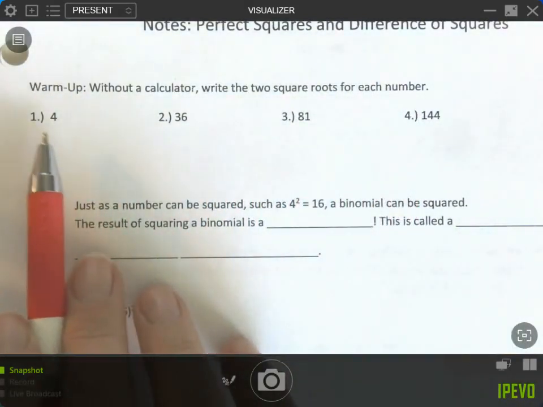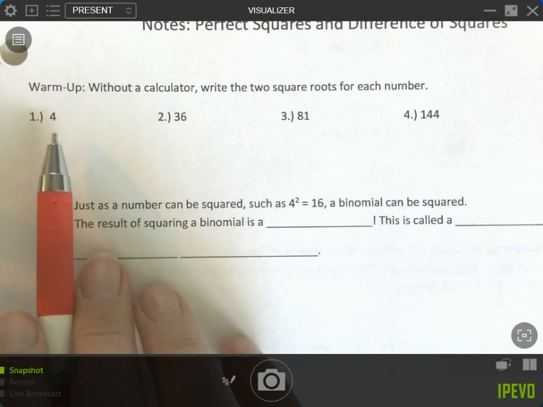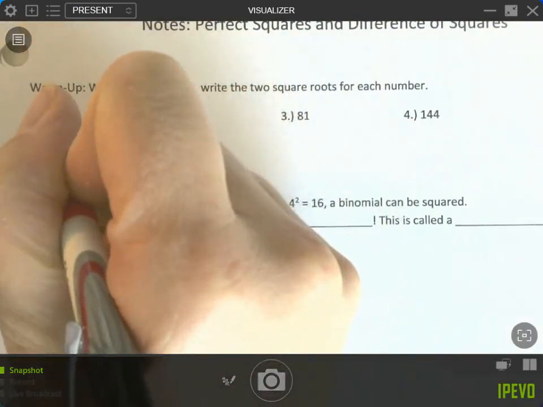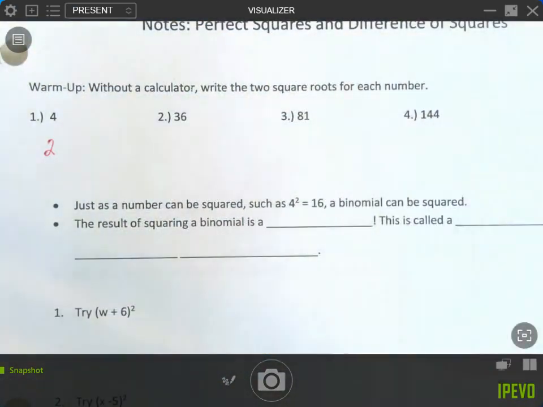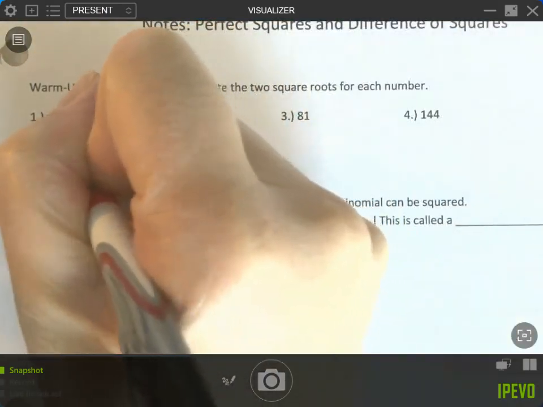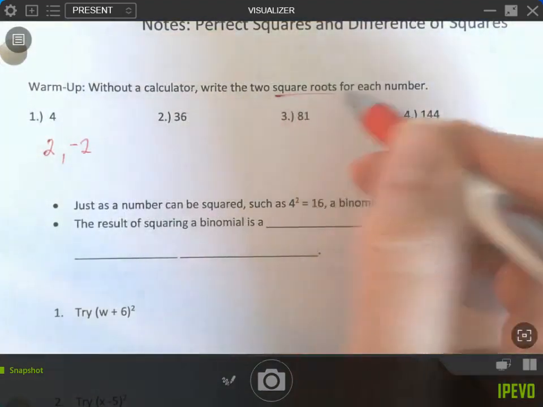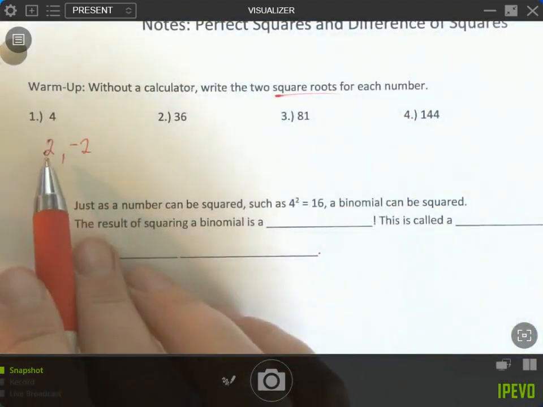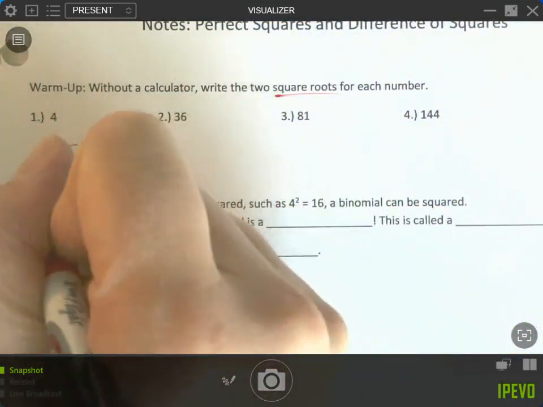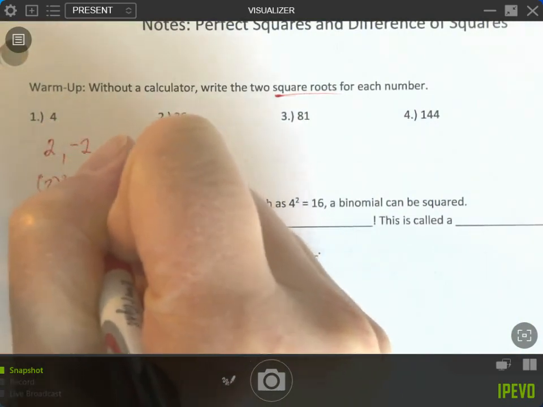So what times itself equals 4? 2 times 2. So 2 squared is 4. What else times itself equals 4? -2. So the square roots of 4 would be 2 or -2. And the reason is because 2 squared equals 4, and so does -2 squared equals 4.